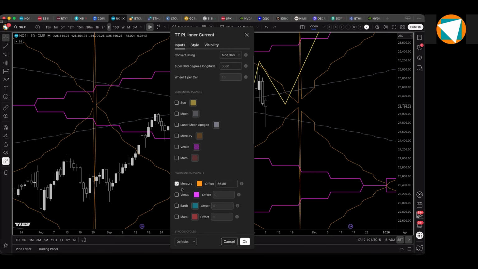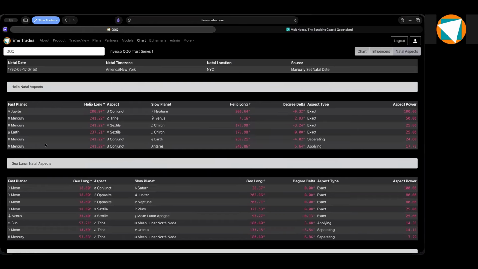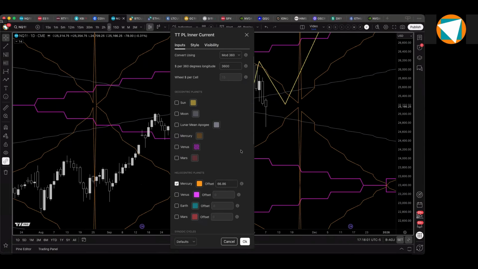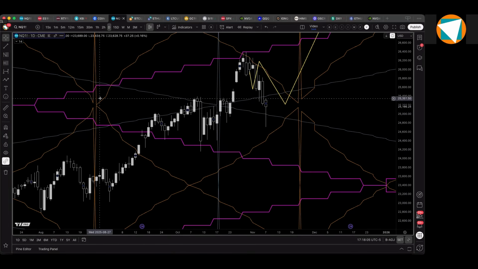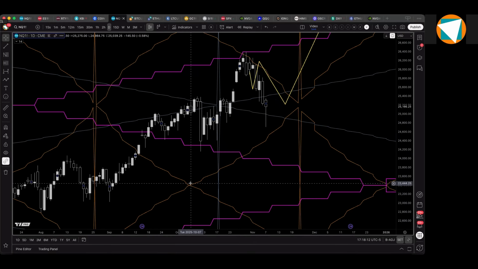So we turn on Mercury, but we give it an offset of 66.86. Why do we do that? 66.86 is 180 degrees before Antares. The reason we do that is we want the midpoint of the Mercury cycle to be conjunct Antares. The midpoint of the cycle is the strong point. That's how we're organizing this. The result is the orange lines here. The midpoint is right here where the lines cross. That's where it's conjunct Antares.